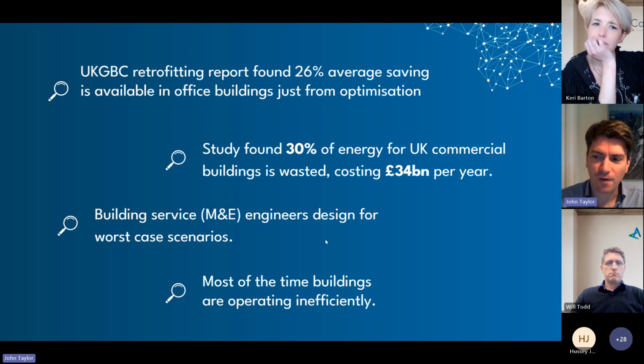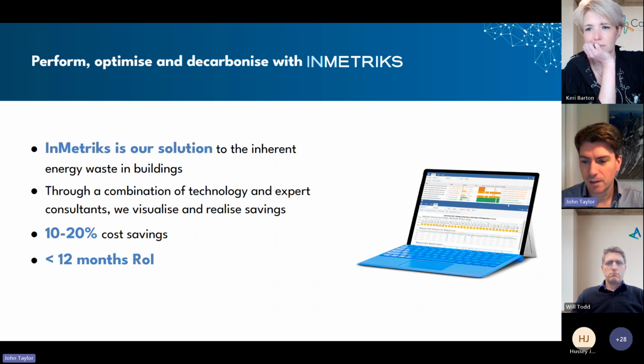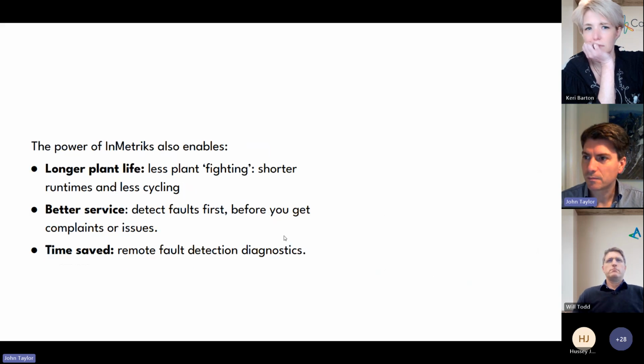So what we're trying to do is apply technology to find that waste. And InMetriks is our solution to that inherent waste. So we use a combination of technology and expert consultants to really visualize and realize the savings. And we'll show you a little bit about that later on. But we're seeing cost savings of 10 to 20% when we're applying this to estates. And because of the relatively low cost of implementing this, connecting to buildings, we can often see an ROI in less than 12 months. So if you're thinking about your overall energy bill and bringing that spend down, InMetriks is a really powerful solution to do that and to actually make savings very quickly.